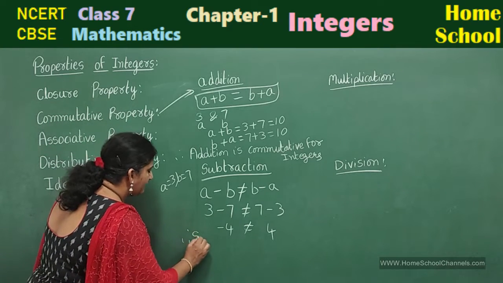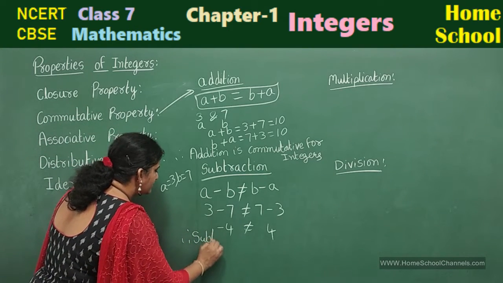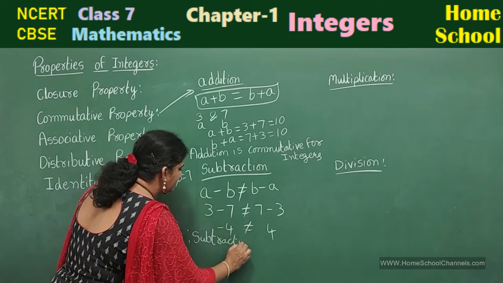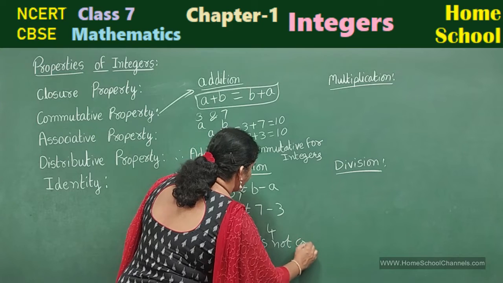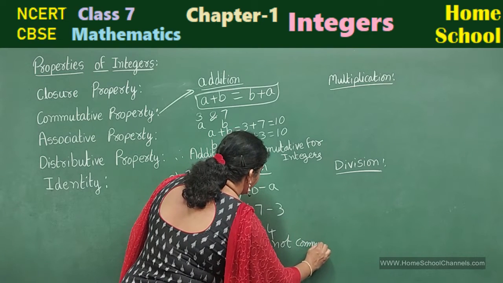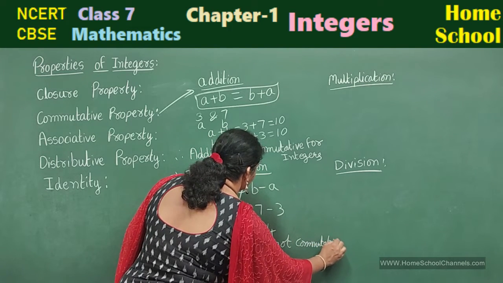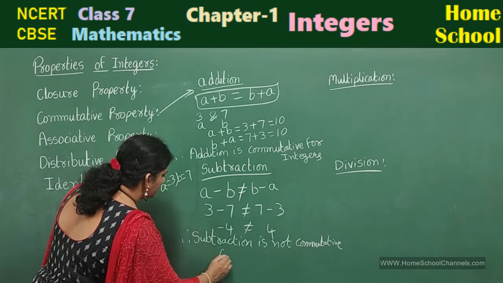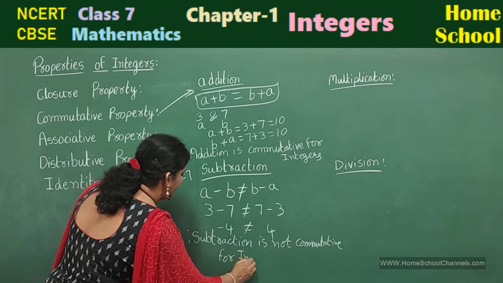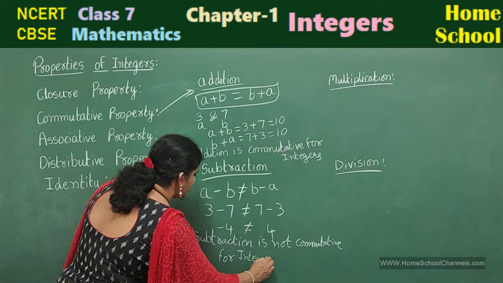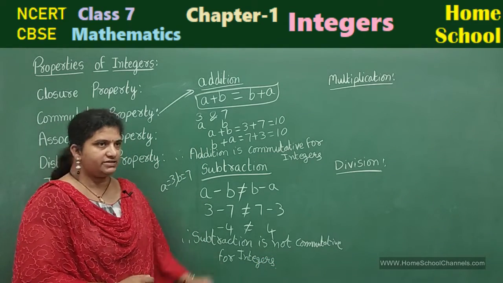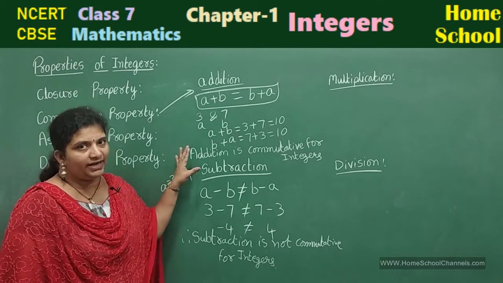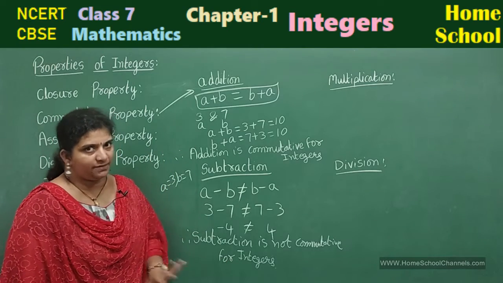Therefore, subtraction is not commutative for integers. Subtraction is not commutative for integers. It is true only for addition. It is not true for subtraction.